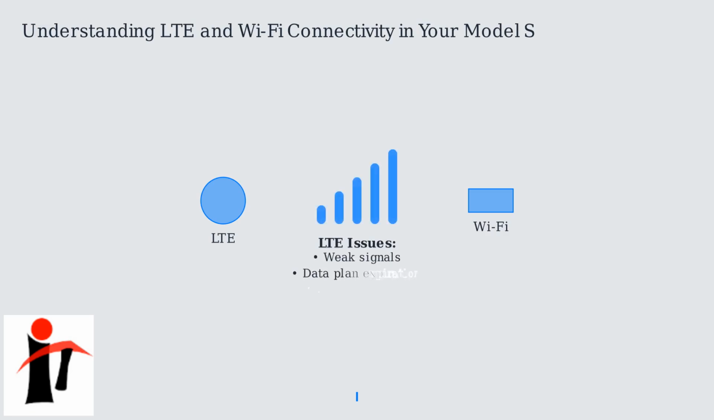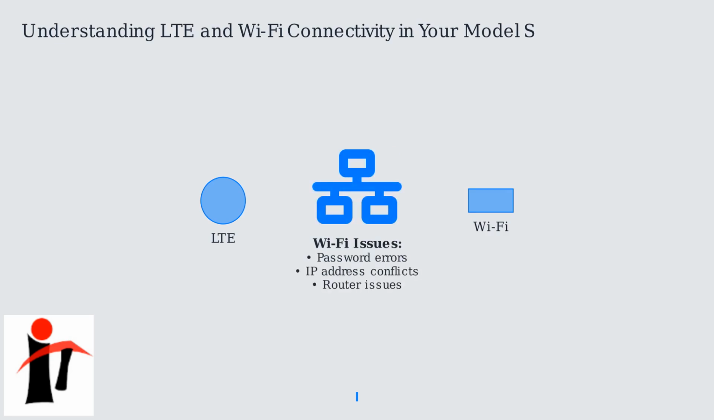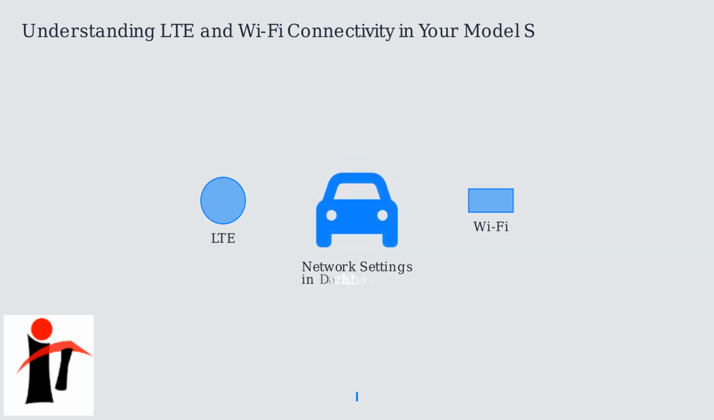LTE issues can stem from weak signals, data plan expirations, or SIM card faults. Wi-Fi problems might involve password errors, IP address conflicts, or router issues. We will go over the basics of network settings and how it directly affects the car.